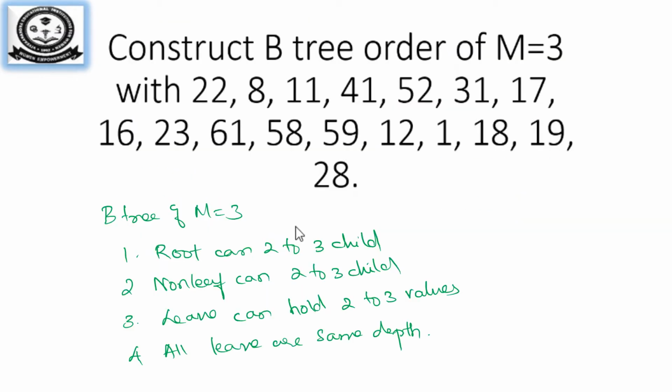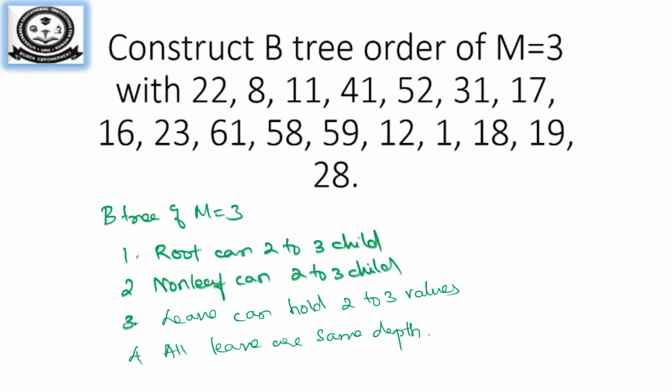Let us consider how a B tree is going to be constructed for m equal to 3. First we will write the rules. For a B tree of m equal to 3, the first rule is that the root can have 2 to 3 children, and the non-leaf nodes can also have 2 to 3 children.